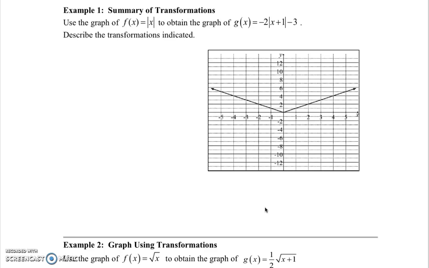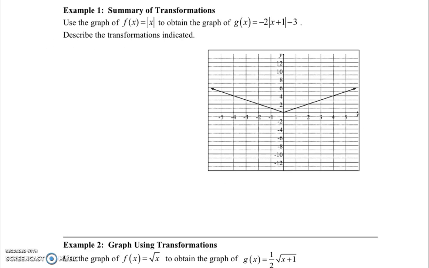Hi, welcome back to section 3.5, and as promised, now we're going to be doing combinations of transformations. So, on this first one, let's write down all the transformations we have, and then we'll talk about whether it matters what order we do those transformations in when we're graphing by hand.